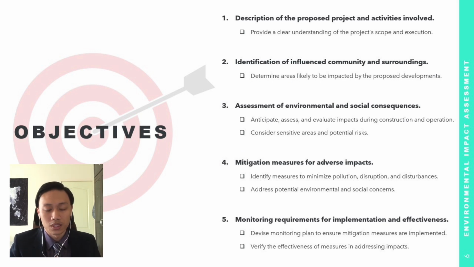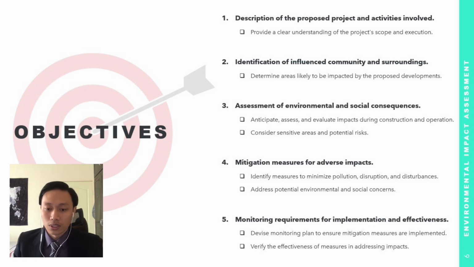So, our objectives are five in total. The first one is description of the proposed project and activities involved. We need to provide a clear understanding of the project scope and execution. Second one is identification of influence, community and surroundings. We need to determine areas likely to be impacted by the proposed developments. The third objective is assessment of environmental and social consequences. We need to anticipate, assess and evaluate impacts during construction and operation. Also, we need to consider the sensitive areas and potential risks.